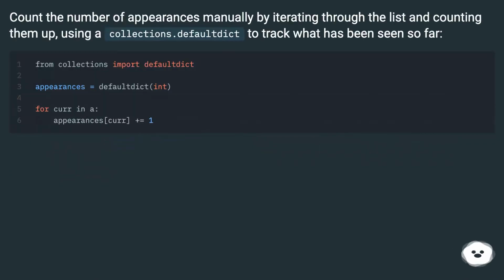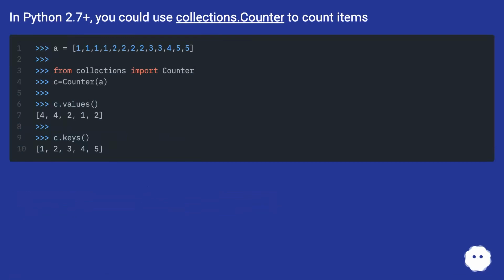Count the number of appearances manually by iterating through the list and counting them up, using a collections.defaultdict to track what has been seen so far. In Python 2.7+, you could use collections.Counter to count items.